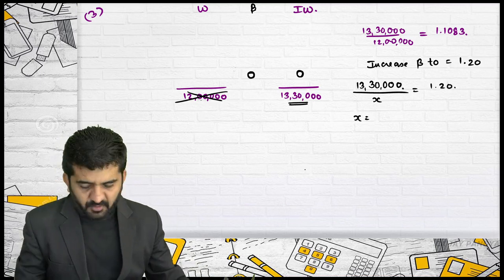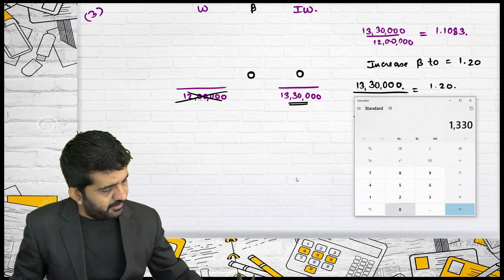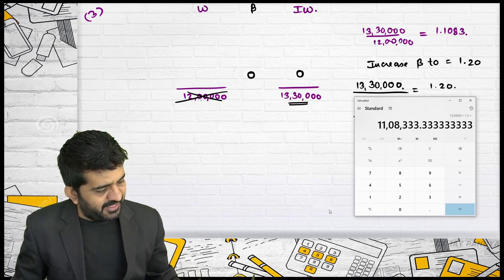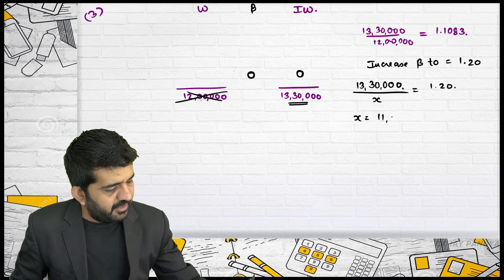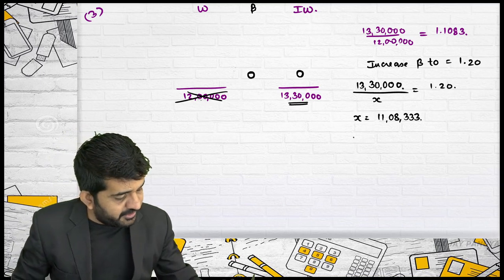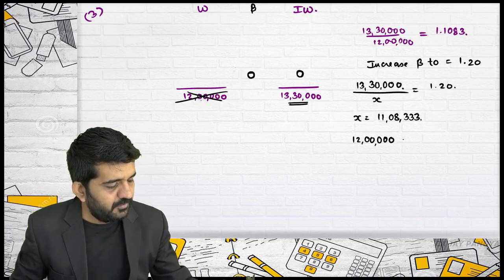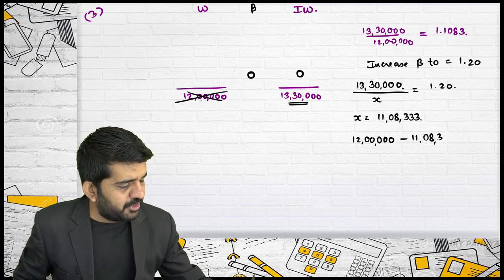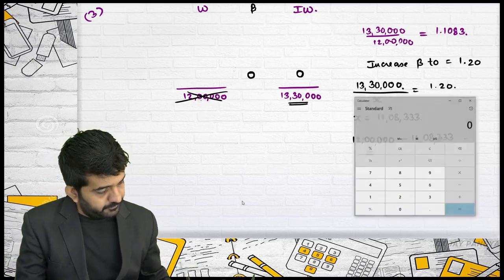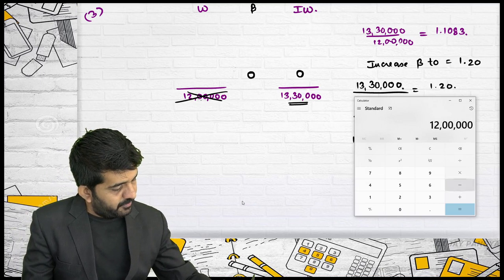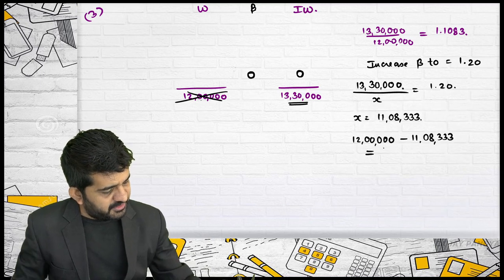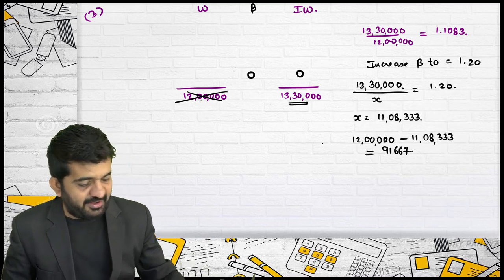Let me first find out the answer of X. 13,30,000 divided by 1.2 is nothing but 11,08,333. But sir, already the denominator is 12 lakhs. Minus 11,08,333. Is that alright? So, 12 lakh minus 11,08,333 is 91,667.